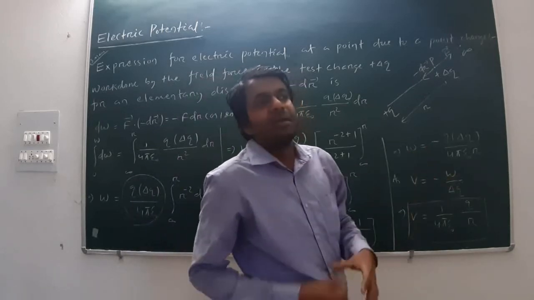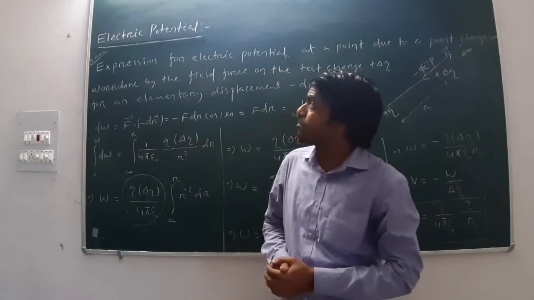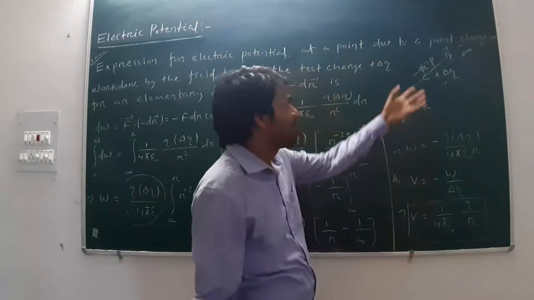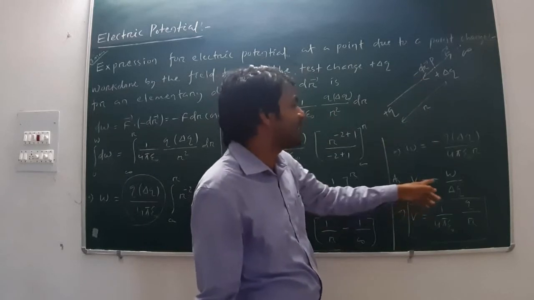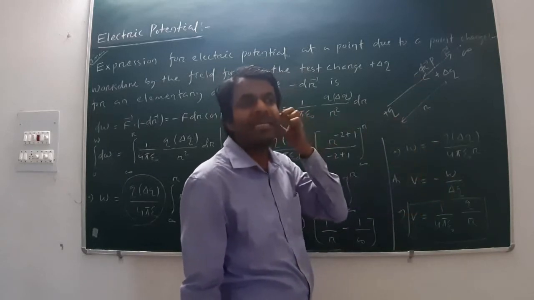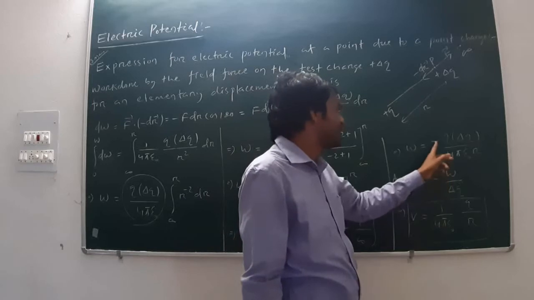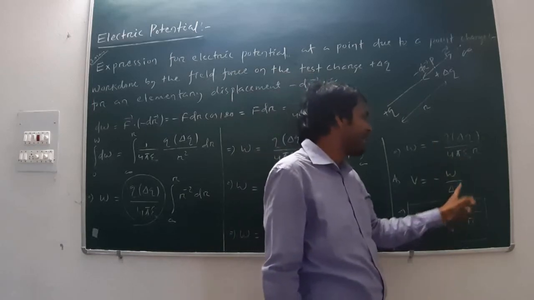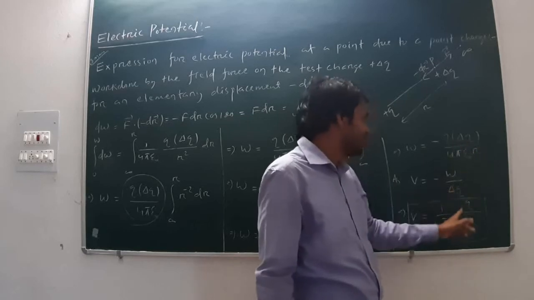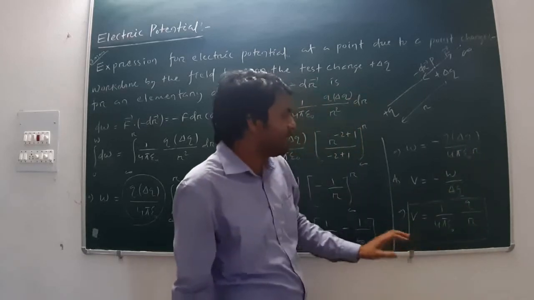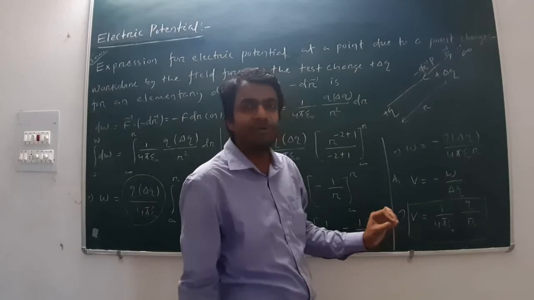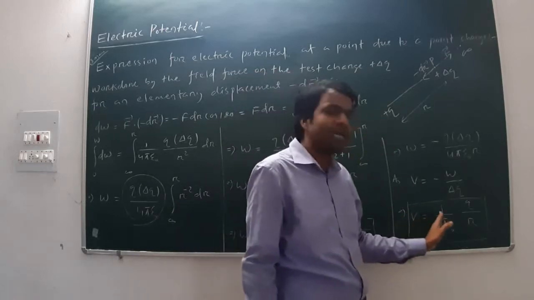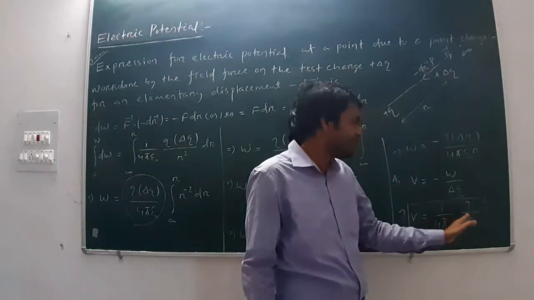But according to the definition of electric potential, V is equal to W by Q. But here it is in the opposite direction, therefore V is equal to minus W by del Q. Now the minus and minus make plus, 1 by 4 pi epsilon naught, del Q cancels out, Q by R. This is the required formula for electric potential due to a positive point charge: V is equal to 1 by 4 pi epsilon naught Q by R.